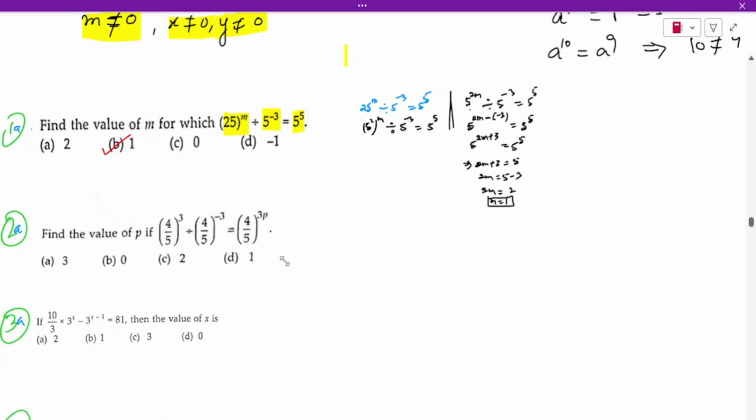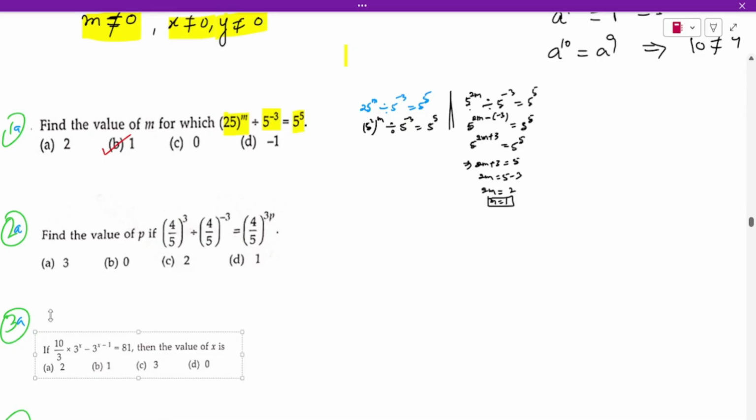The same kind of question is there. We have given (4 by 5) to power 3 divided by (4 by 5) to power minus 3 is equal to (4 by 5) to power 3p. We need to find the value of p. As the base is the same and there's division, we can write the common base (4 by 5), and as division is there, there is subtraction of powers, so the power is 3 minus (minus 3), which equals (4 by 5) to the power of 3p.